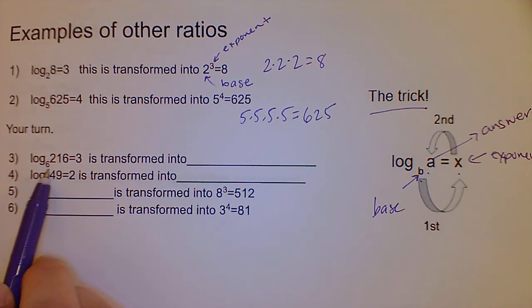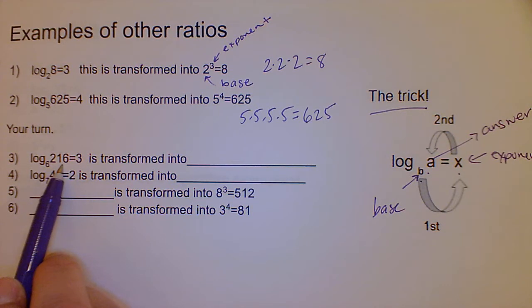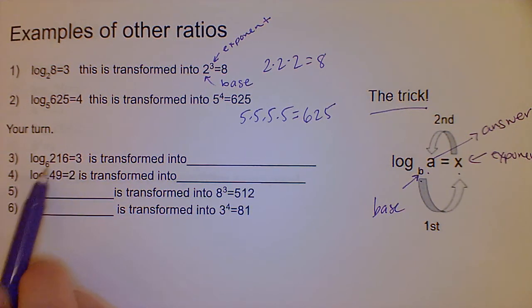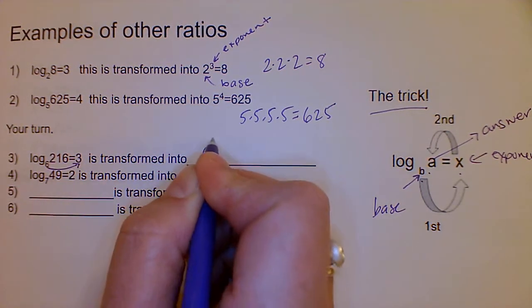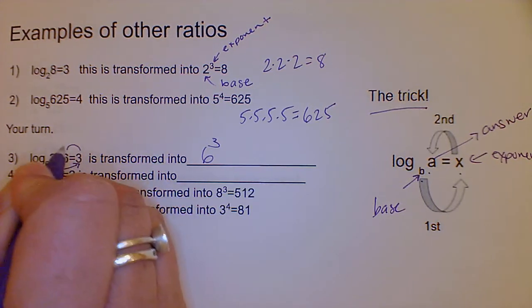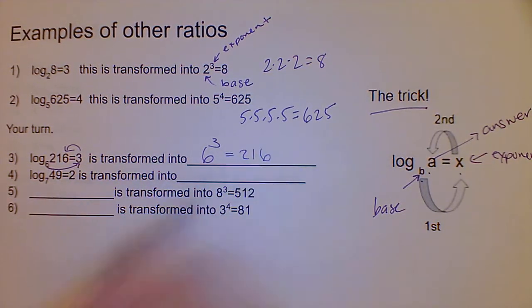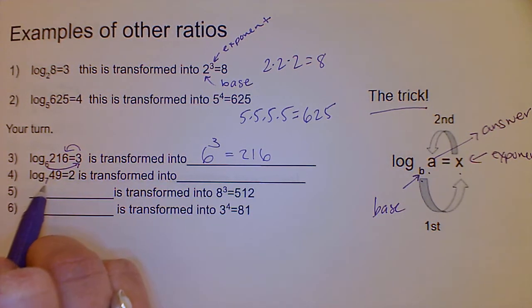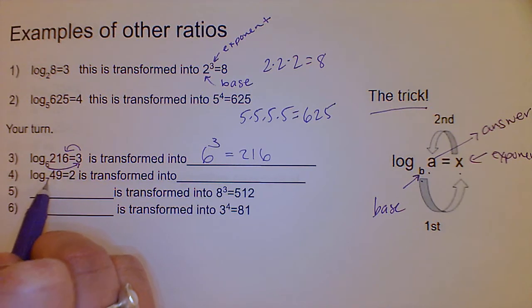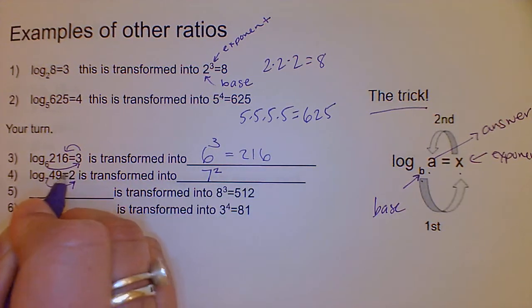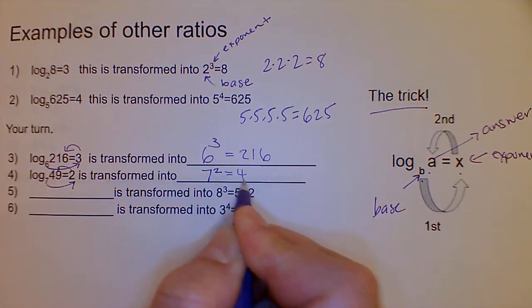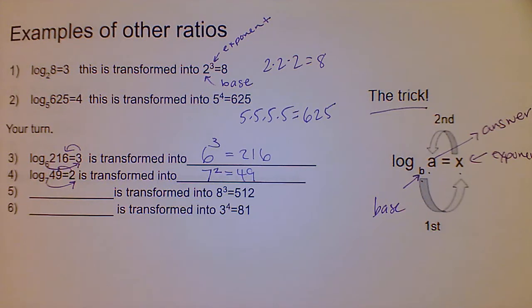So let's see. We have log base 6 of 216 equals 3. So 6 is your base, 3 is your exponent, and here's your answer, 216. And if you did that in a calculator, 6 times 6 times 6 does equal 216. Let's do the second one. Log base 7 of 49 equals 2. So 7 is our base, 2 is our exponent, and that's going to equal our answer of 49. And that is true as well.